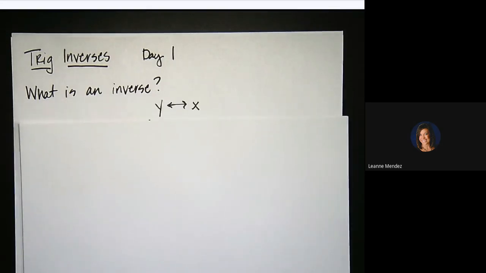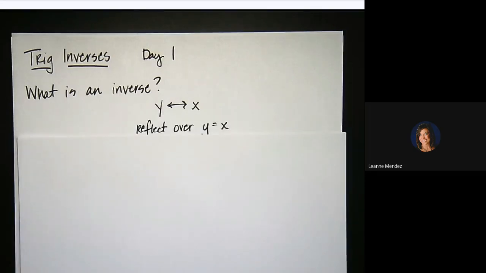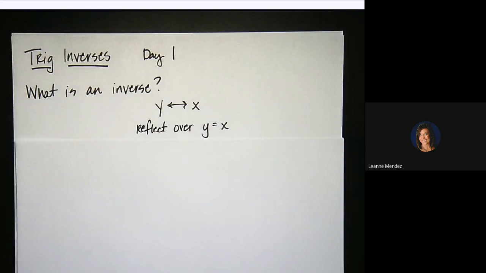So first, what is an inverse? Remember, that is when we switch our x and y values. So we take all of the x's and turn them into our y's, and then we take our y's and turn them into our x's. And then what happens is that we get a reflection over the y equals x line.